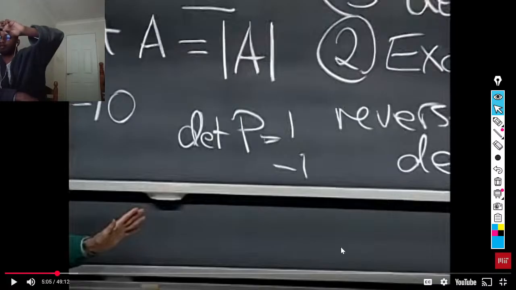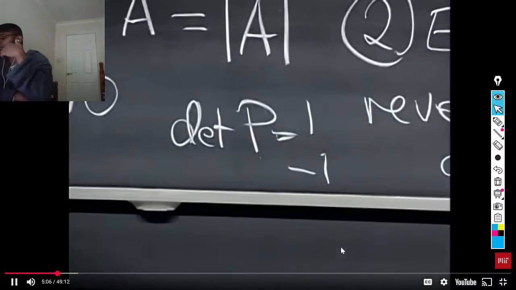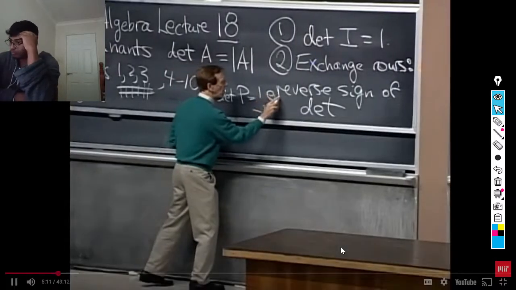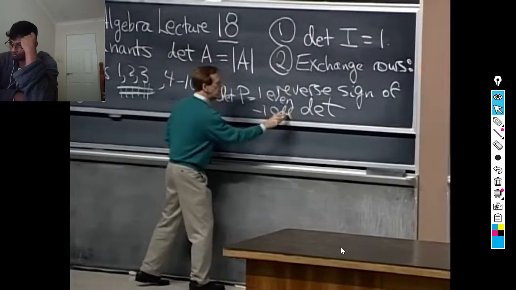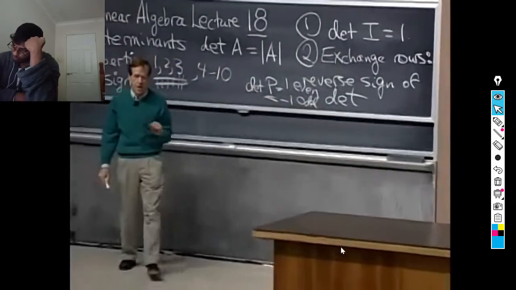Either it could go clockwise or anti-clockwise, depending whether the number of exchanges was even or odd. So this is the determinant of a permutation. Now P is back to standing for permutation.